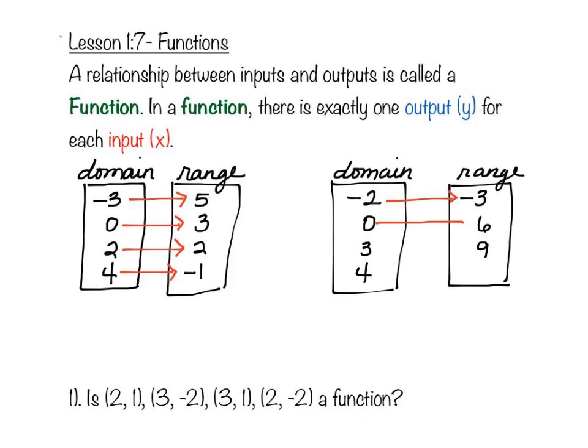A relationship between inputs and outputs is called a function. And here's how you will recognize a function. In a function, there is exactly one output y for each input x. There is exactly one output y for each input x.